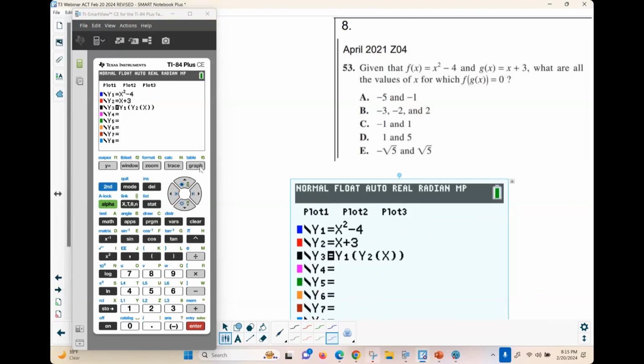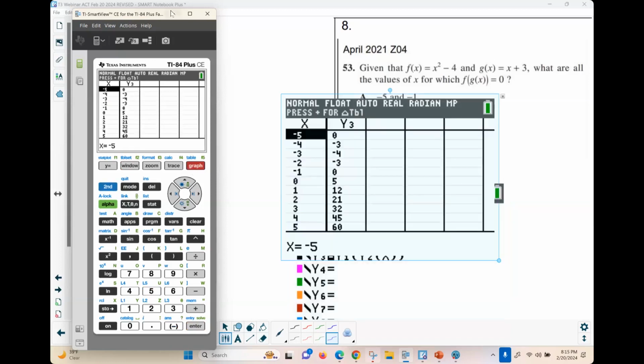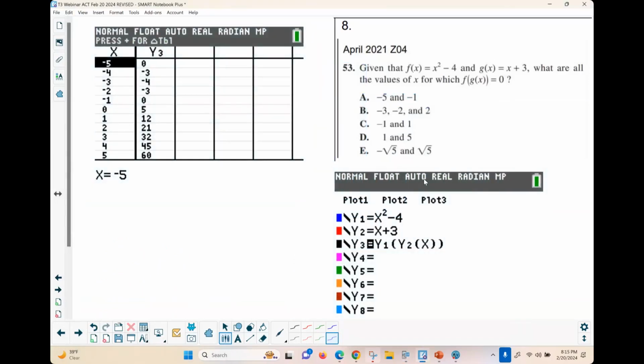And I'm going to go ahead and graph this. And when I graph it, I can see that this is equal to 0. In fact, I can trace to it. Looks like it's at -1. And I think -5. I could also view the table and see the table that's also 0 at -5 and 0 at -1. So this is the way of seeing it graphically, visually, okay?